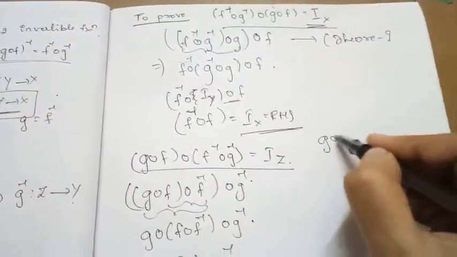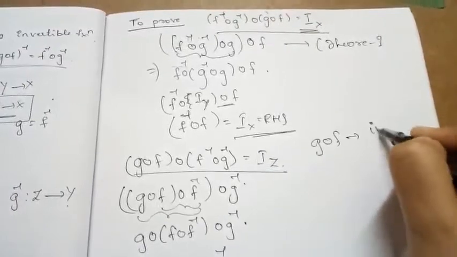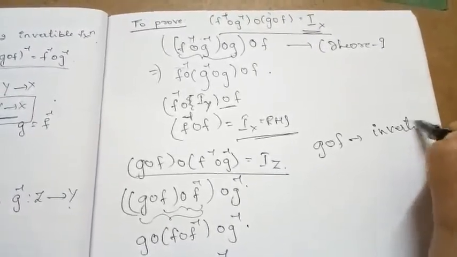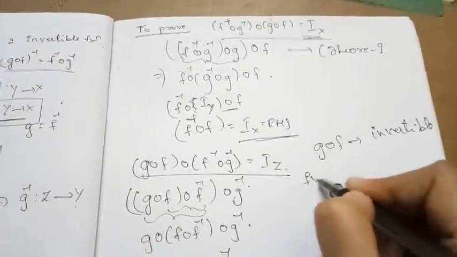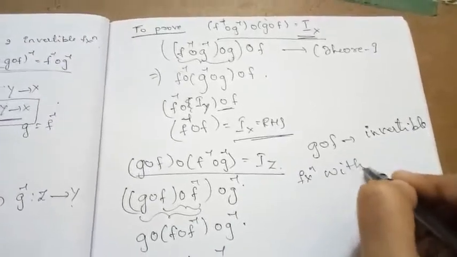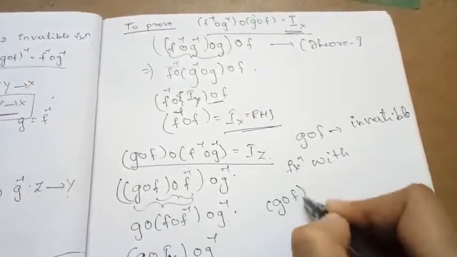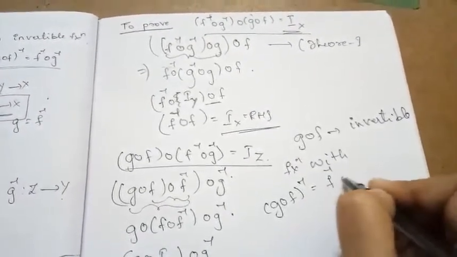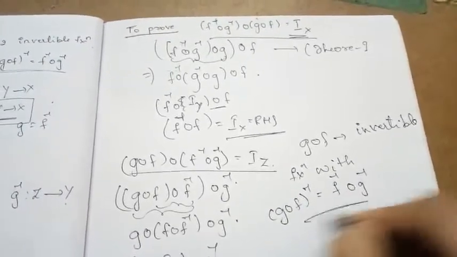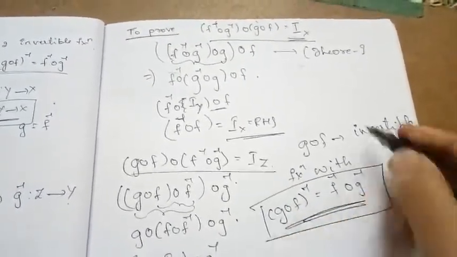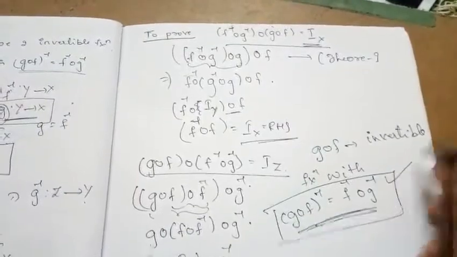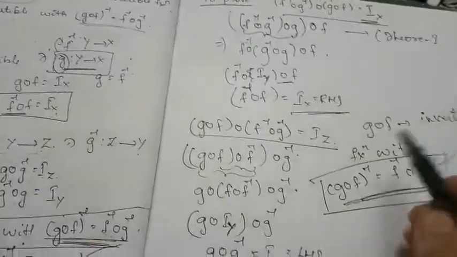So with proving both the statements, what happens? Gof is an invertible function, with gof inverse equal to f inverse of g inverse. So this is the theorem 2 explanation.